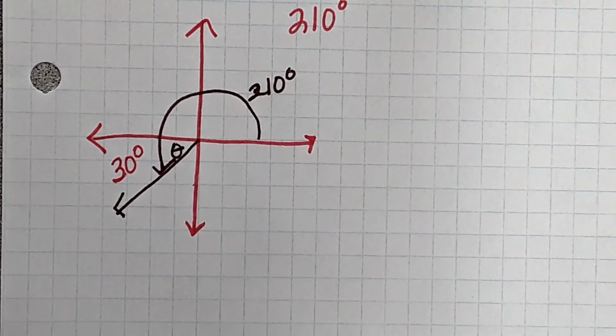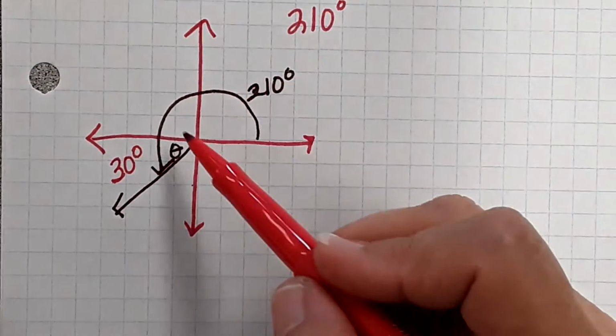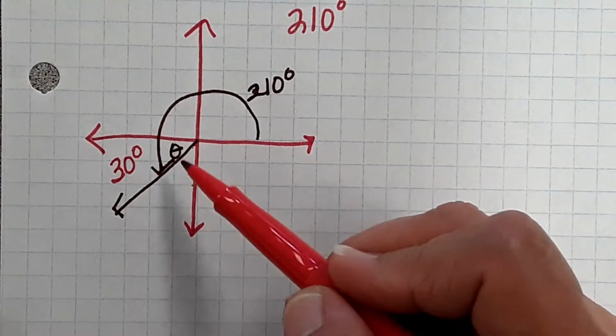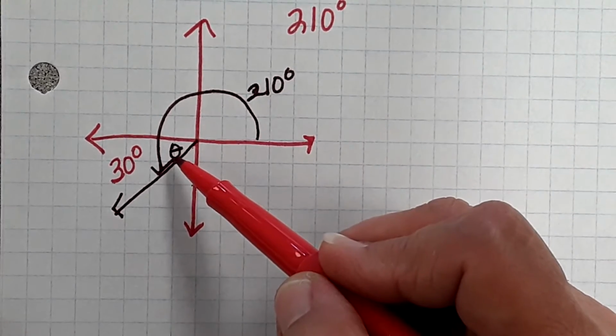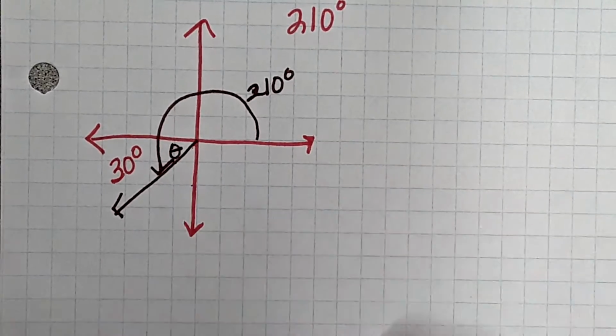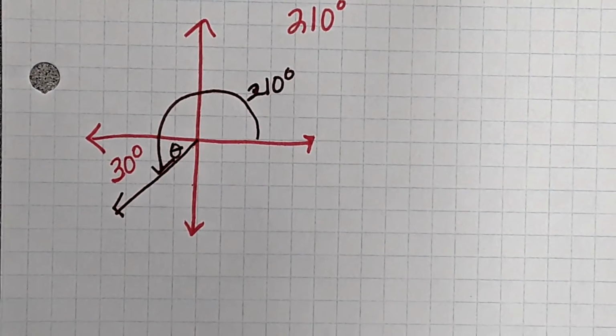Yes, sir? Why is the angle inside the circle instead of outside the circle? Because this is your terminal side and this is the x-axis. And your reference angle is always between the terminal side and the x-axis. So everything else has been below it, right? Except for this one. So this one is in there, in the middle there.